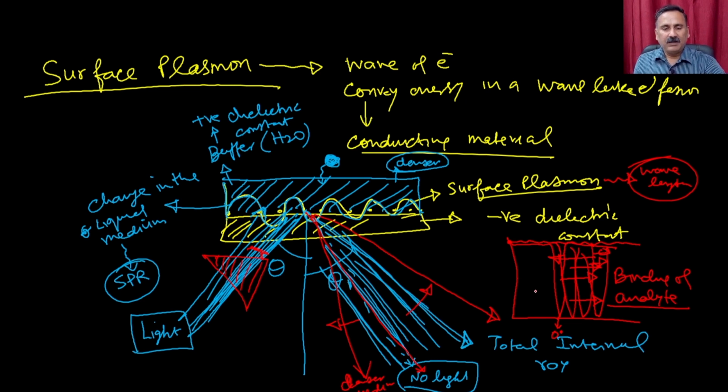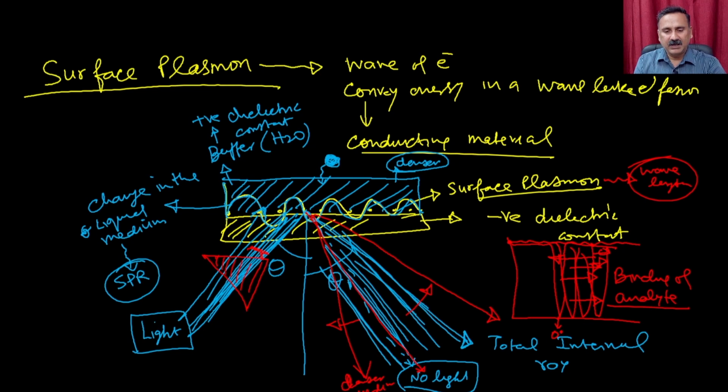So this is the basic principle of SPR, where you take a thin film of gold, and on this thin film you have the buffer or the water. The gold film is going to show you surface plasmons. These surface plasmons can be excited with a beam of light, and the beam of light gets reflected and can be collected by a detector. So you can place a detector here, and that can collect the illumination.